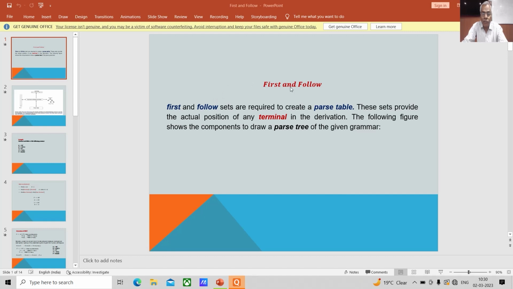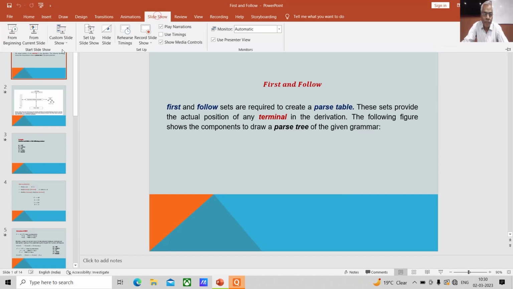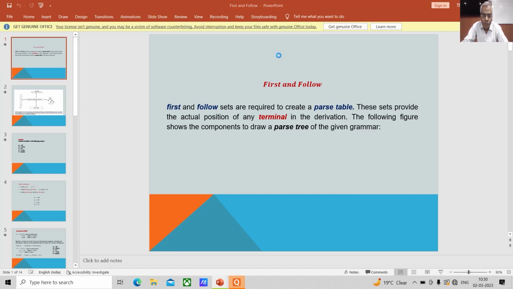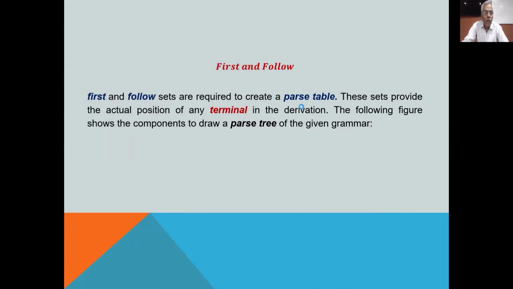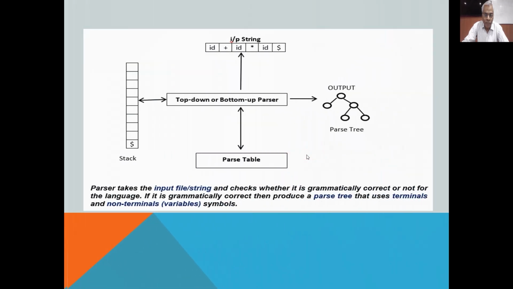First, what is first and follow? First and follow sets are required to create a parse table. These sets provide the actual position of any terminal in the derivation. The following figure shows the components to draw a parse tree of the given grammar.